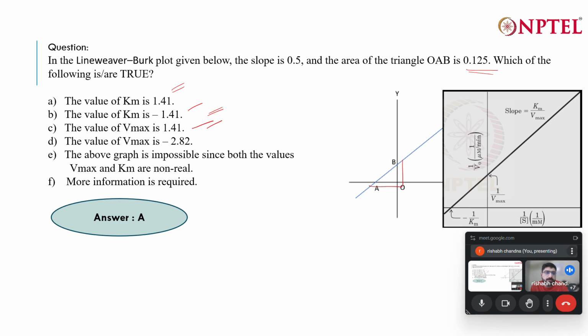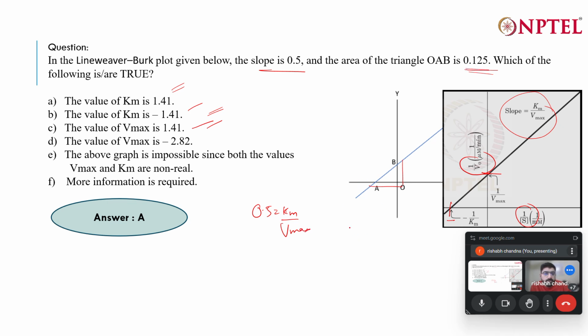Okay, let's see the explanation. This is a Lineweaver-Burk plot. The y-axis is given by 1 upon V naught, that is the reaction rate, and the x-axis is given by 1 upon substrate concentration. This point is the value of minus 1 by Km, and this is the value of 1 by Vmax, and the slope of this line is Km by Vmax. Here the slope is given as 0.5, so 0.5 is equal to Km by Vmax. And this area is 0.125.